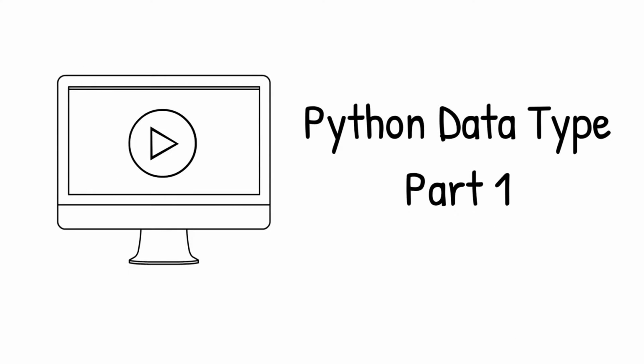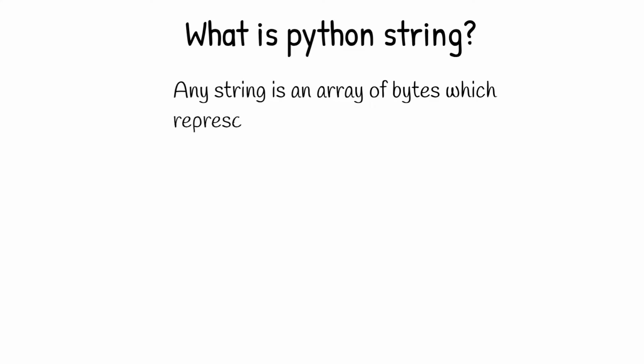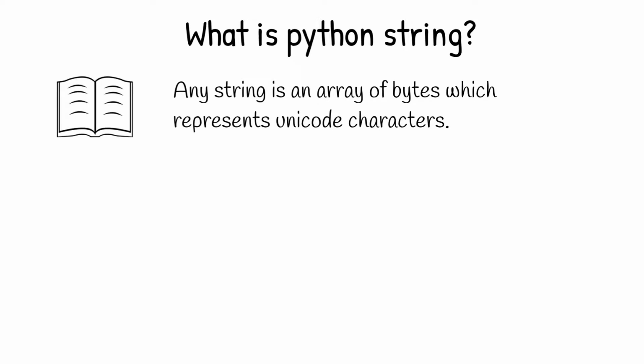Before you start, I would highly recommend you to watch Python Data Type Part 1 video, because you need to have the conceptual background about this topic. So, let us begin. What is a Python string? Well, the Python interpreter considers any string as an array of bytes, which represents Unicode characters. Well, this is just a textbook definition. If it does not make much sense now, then it's just okay.